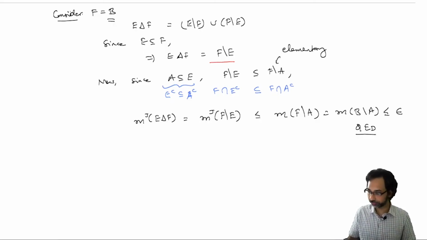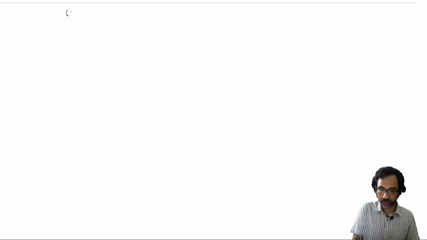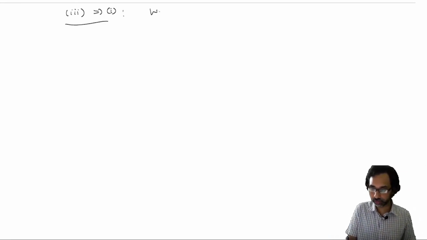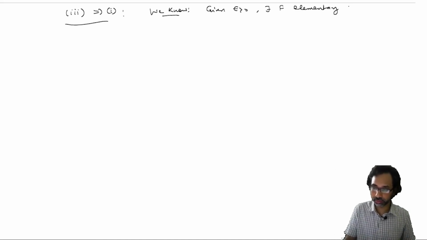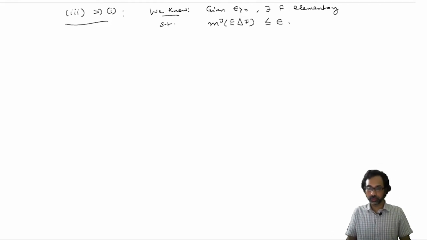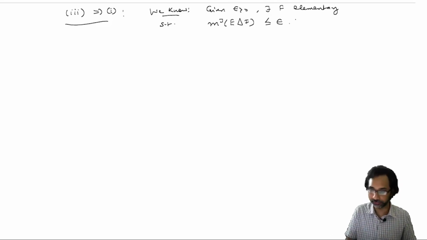Okay, so this shows that 2 implies 3. Now the most tricky part is 3 implies 1. It is not too difficult but a bit tricky. So here we know that given epsilon greater than 0, we have an elementary set such that the outer Jordan measure of the symmetric difference is less than or equal to epsilon. So we choose for given epsilon such a set F.